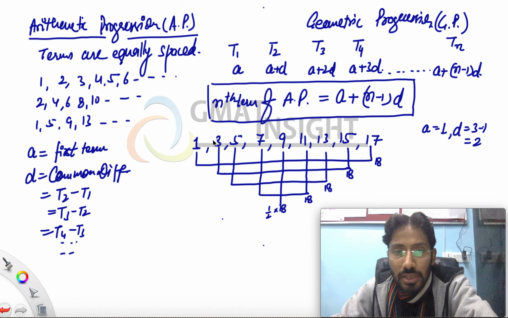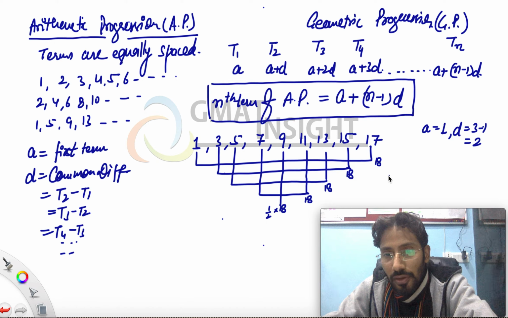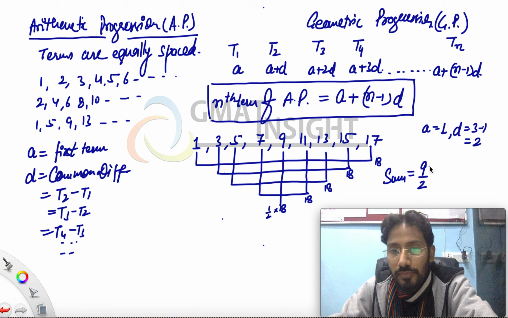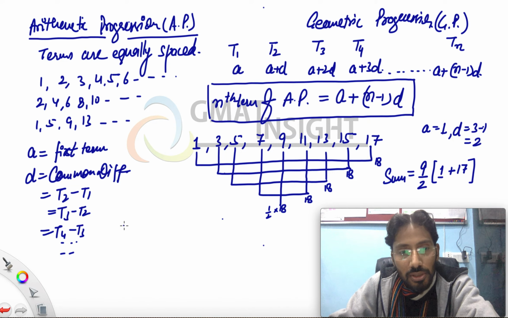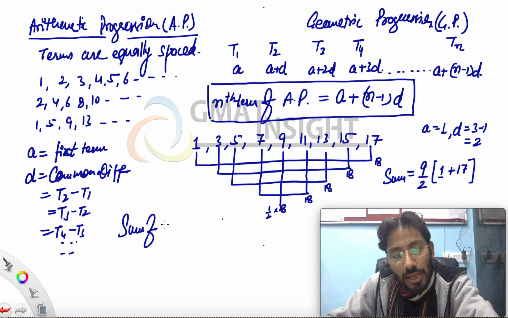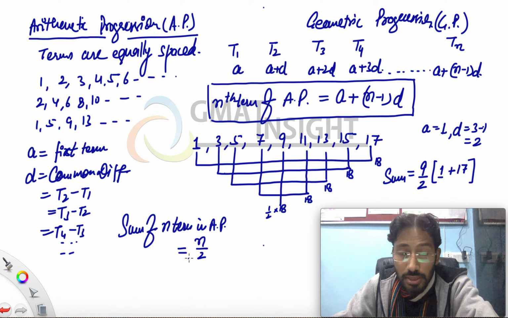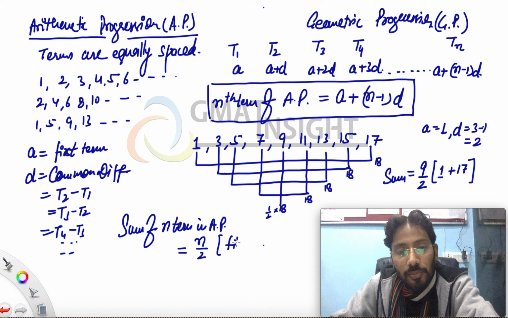So we have 9 terms and we get 4.5 pairs, because there are 4 complete pairs and 1 half pair. Every pair gives a sum equal to the first term plus the last term. This observation leads us to the conclusion that the sum of n terms in any arithmetic progression is n by 2, where n is the number of terms, multiplied by the sum of the first and the last term.